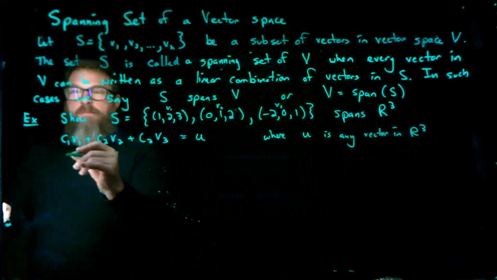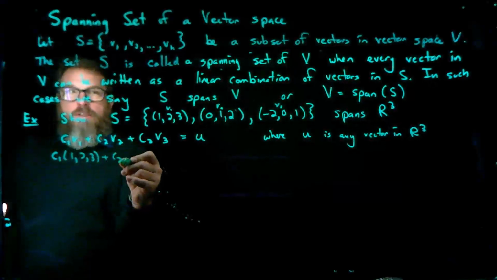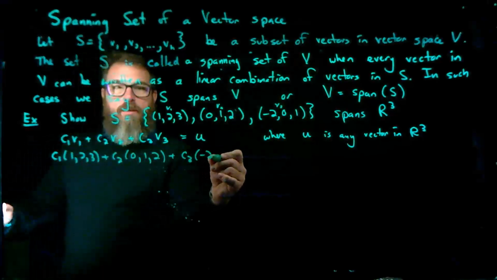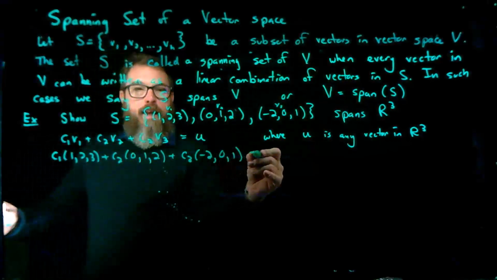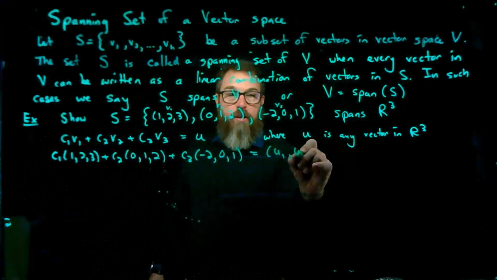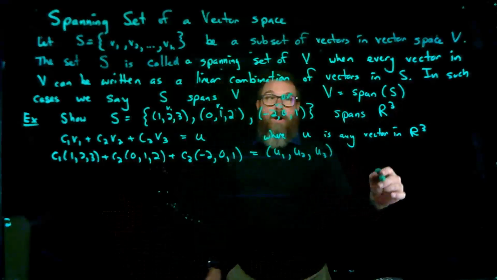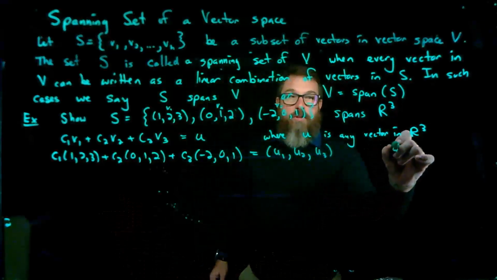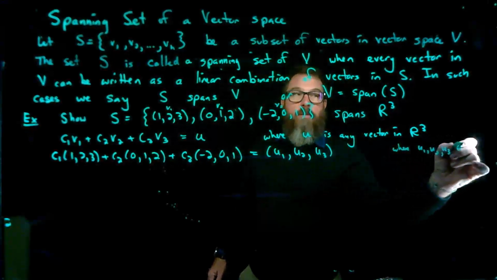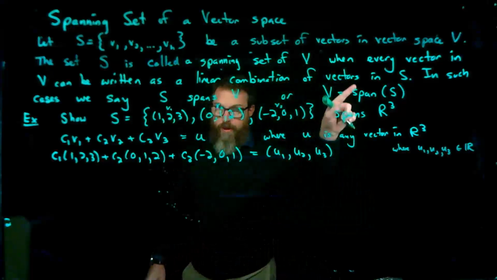Okay, so let's set this up. What I mean by that is this is going to be c1 times (1, 2, 3) plus c2 times (0, 1, 2) plus c3 times (-2, 0, 1). And this is going to be equal to any general vector. So I'm just going to say (u1, u2, u3), where u1, u2, and u3 are elements of the real numbers. So I'm just writing it as a general vector.